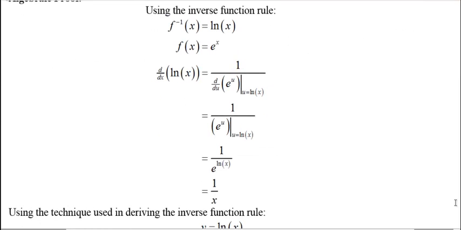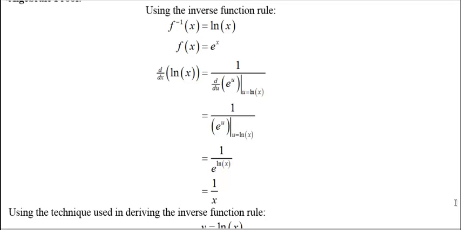Okay, so here we go. So if f inverse of x is ln of x, then f of x is e to the x. So those are inverse functions. So the derivative of ln of x then is 1 over the derivative with respect to u of e to the u, but you evaluate it where u is ln of x. Of course, the derivative of e to the u is e to the u, but in the place of the u, we want to put in ln of x. So it's 1 over e to the ln of x power.